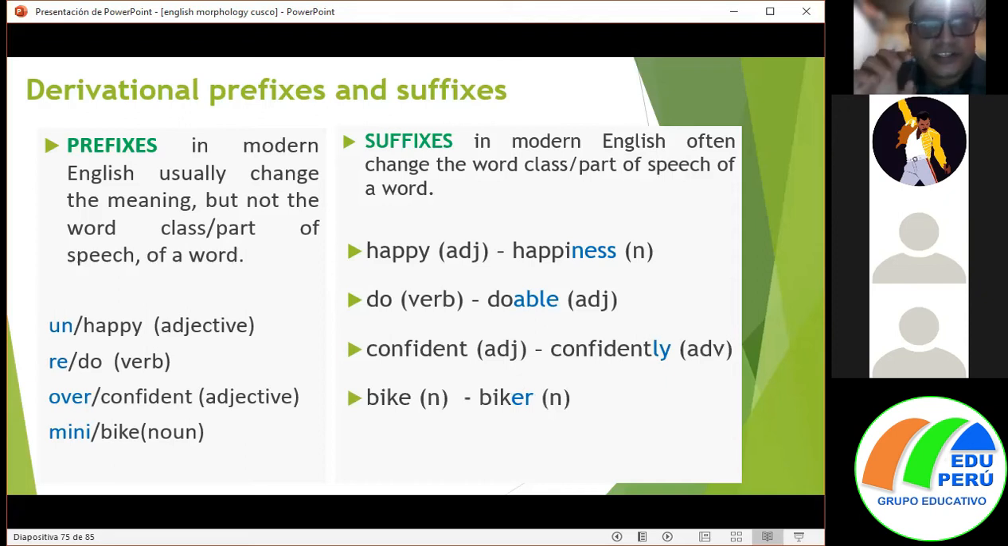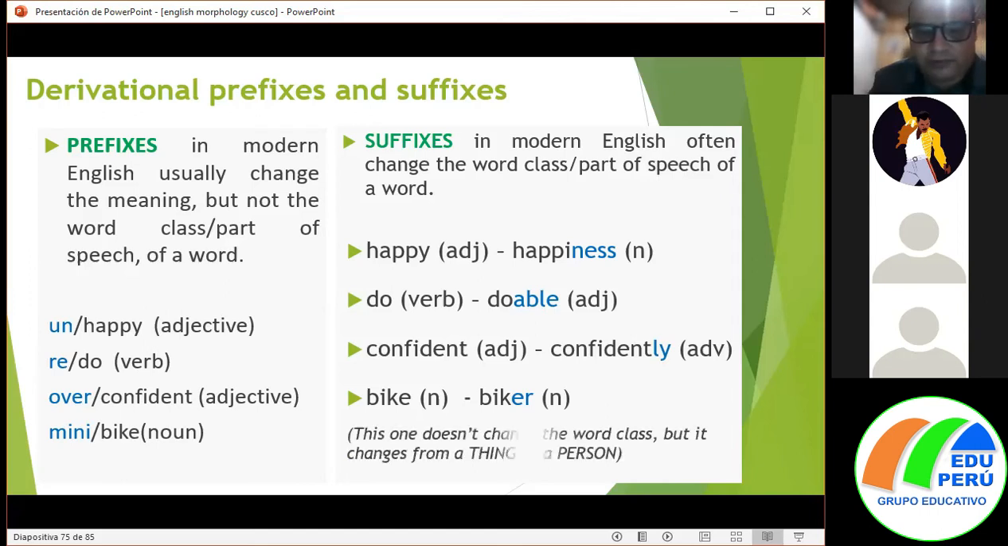Now, notice here, this is the other case. As I told you before, most of the time, derivational prefixes and suffixes, mostly the suffixes, change the type of word. But there are some cases where you don't change the type of word, but you change from a thing to a person. Bike, biker. Notice, bike, biker. First you're talking about a thing, and then you're talking about a person. You are changing the word here, all right?